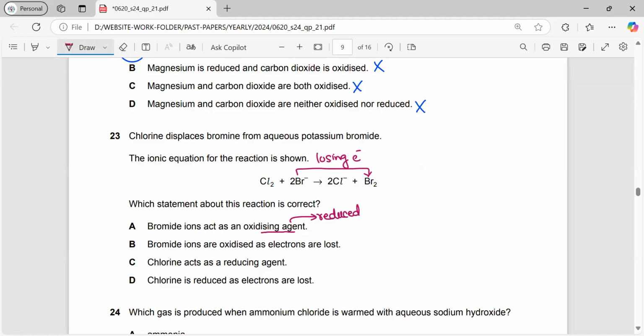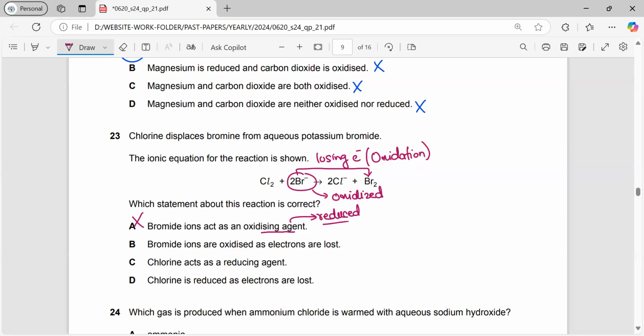Bromide is negative, and negative means it has extra electrons which it wants to lose. So bromide ion, to become bromine, loses an electron. Losing electrons is called oxidation. So bromide ions are getting oxidized. They're not getting reduced, they are getting oxidized. So that means option A is wrong.